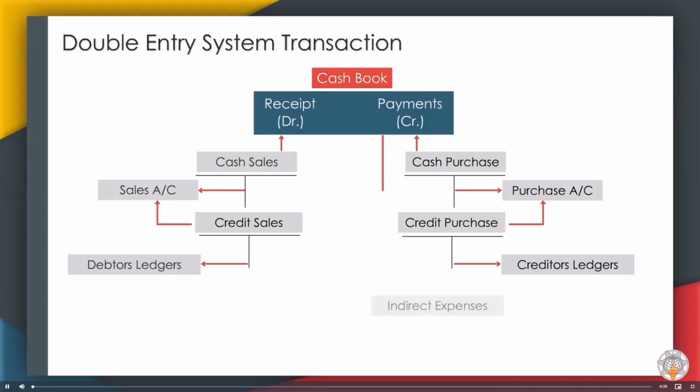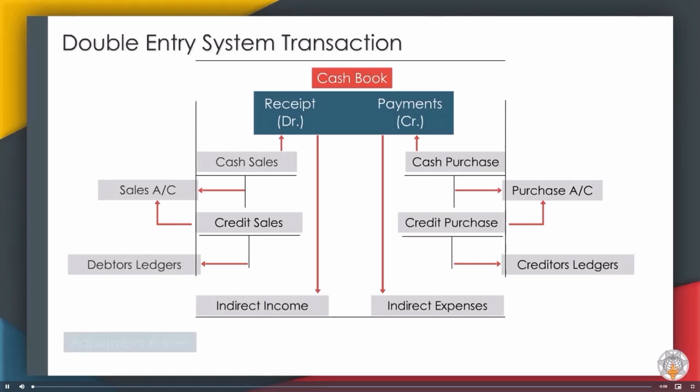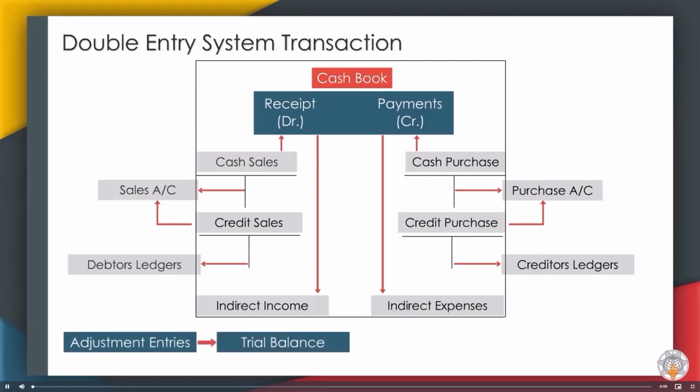Similarly, there can be some indirect expenses like salary payment, commission payment, etc. Or some indirect incomes like discount received, commission received, etc. All these, including year-end adjustment, help in generating trial balance and hence further profit and loss account and balance sheet.